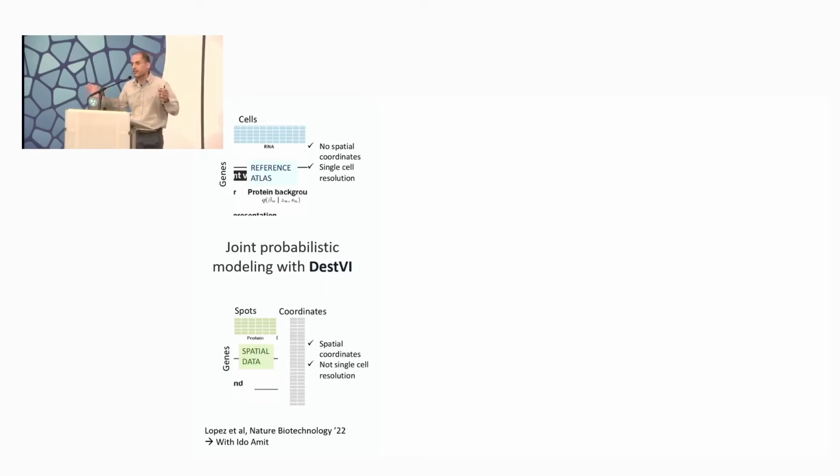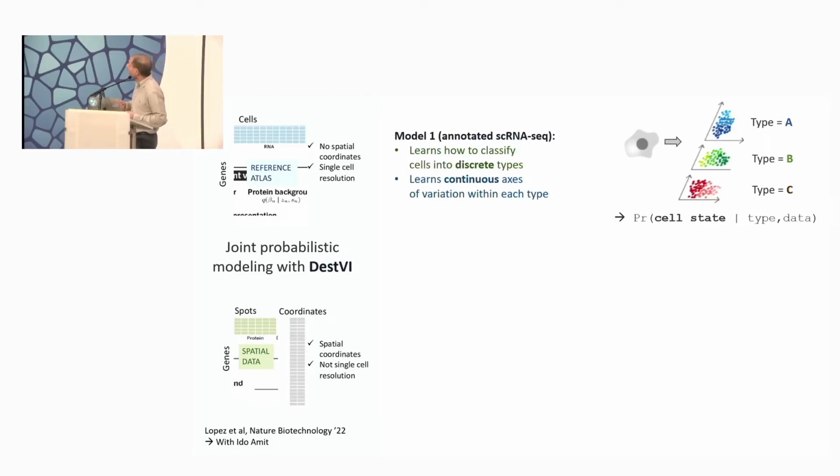So the SVI relies on all this probabilistic modeling with variational autoencoders and so on. And the idea is to really capture uncertainty in the data and reflect it out. So the SVI, just really briefly, has two components. The first one is a model that acts on the single-cell RNA-seq data.